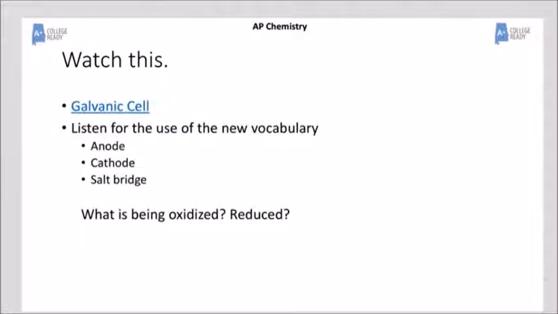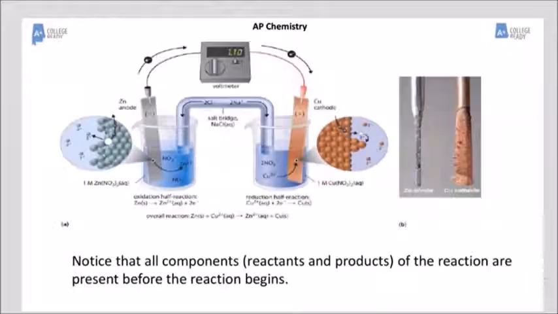Embedded is a galvanic cell. It's an animation, and it does a good job of discussing this new vocabulary of anode and cathode, and actually shows the process occurring at each electrode. I think it's really good. So look for what's being oxidized and reduced. Here is a similar depiction of what would be seen in the video.